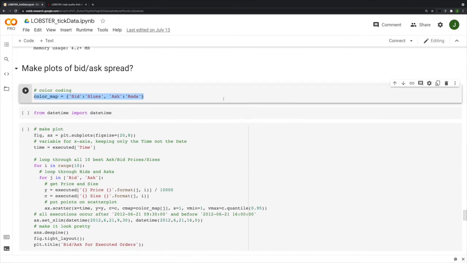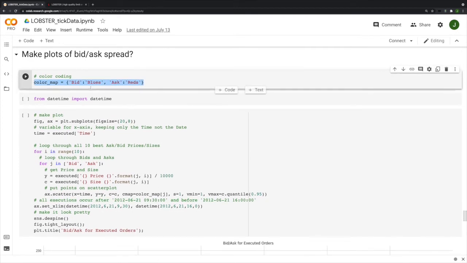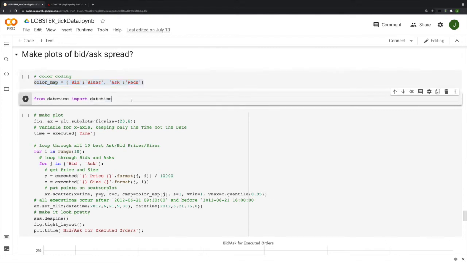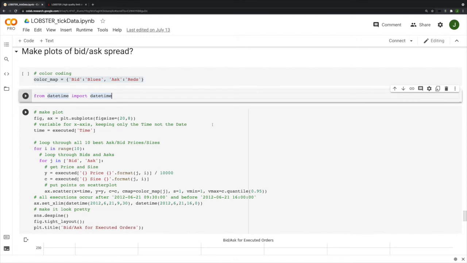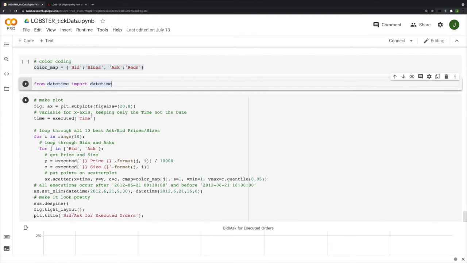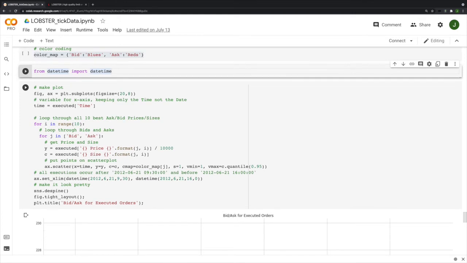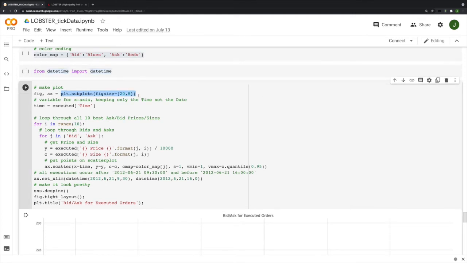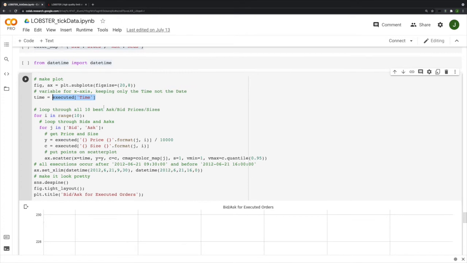And now we're going to make a chart. We want the bid prices to be blue and the ask prices to be red. We're going to use this datetime package or module, whatever you want to call it, in order to sort the data and make our plot. Then this just makes the plot. So what it does is I'm making the figure size 20 by 8, and then I'm using the time column for the executed orders.